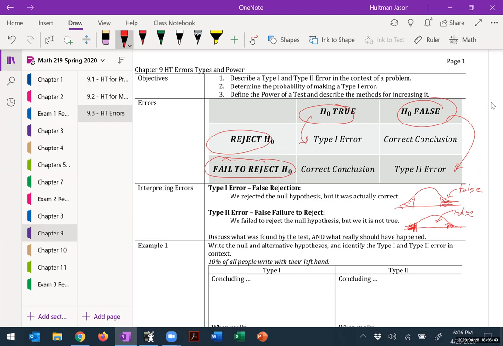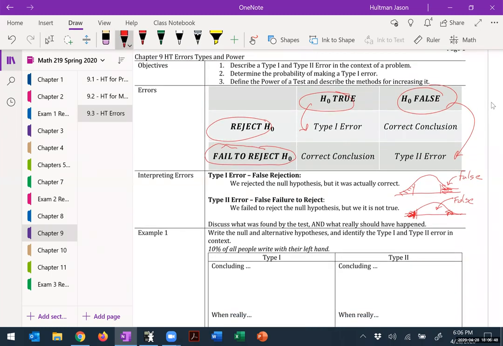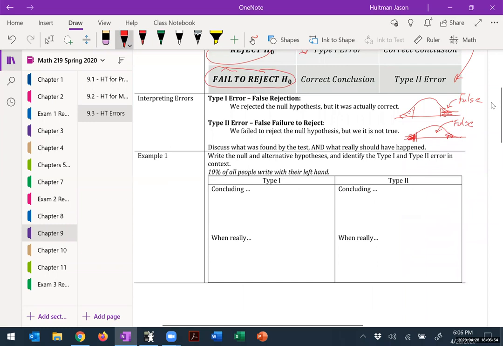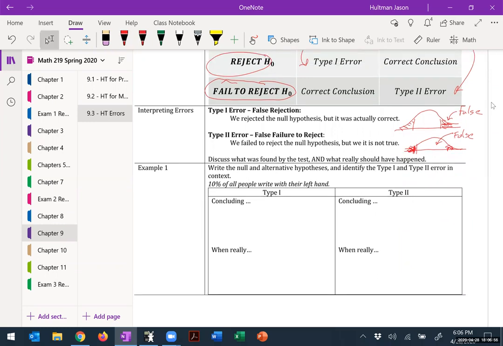So those are some errors. We're not always going to be correct, right? Sometimes we're going to falsely reject, and sometimes we're going to fail to reject. This isn't foolproof. If we have a 5% region of rejection, then we're only 95% certain that we guessed correctly.